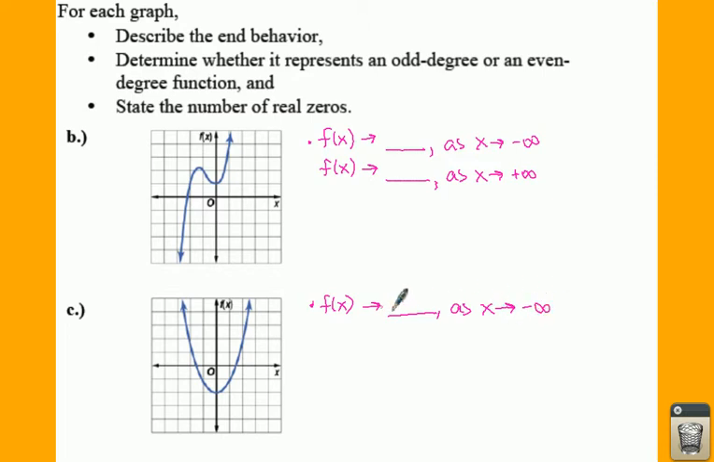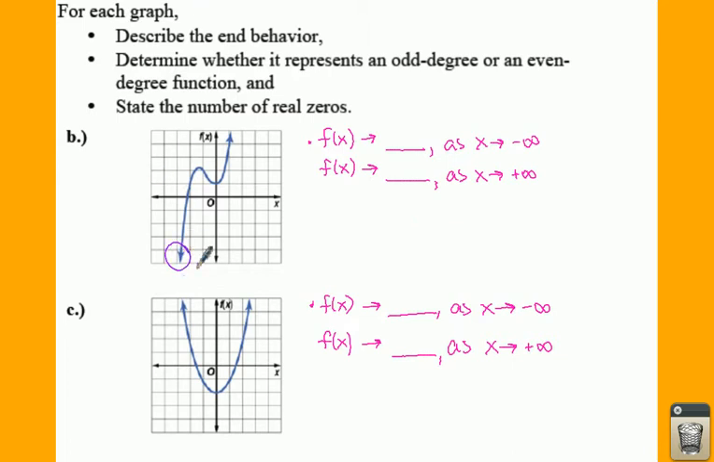That's your left side, right? X goes to negative infinity on the left. And then f of x approaches blank as x approaches positive infinity. So that is the same, okay? It's the same no matter what. All you have to do is then just look at the left and right side of your graph.